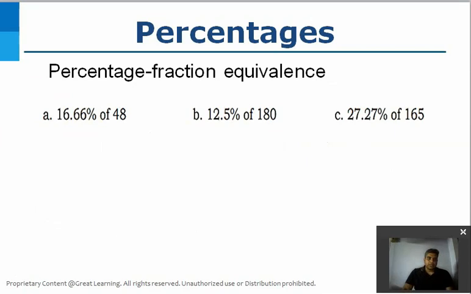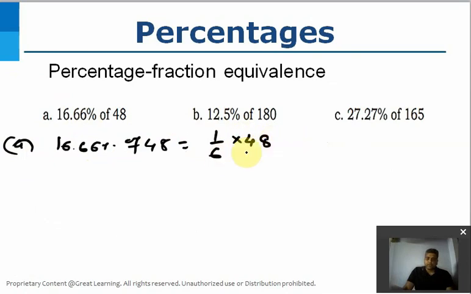So my first scenario is nothing but 16.66 percent of 48. We saw that 16.66 is nothing but 1 by 6. So 1 by 6 of 48, multiplied 1 by 6 into 48, gives us 8 as an answer. So my first question answer is 8.